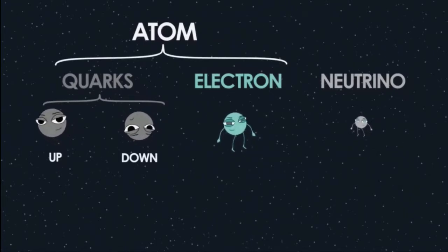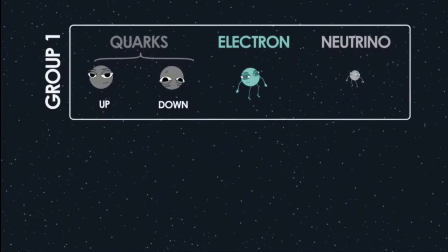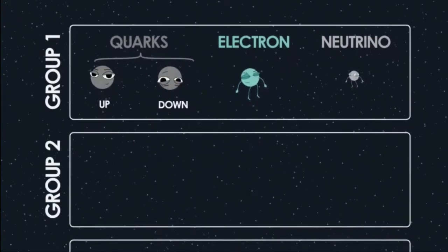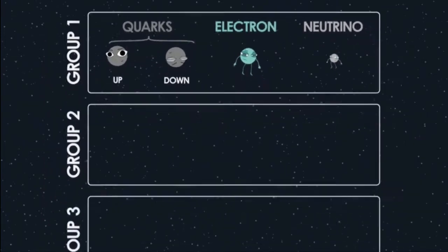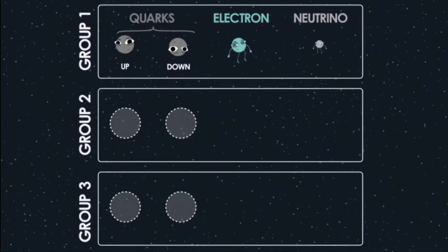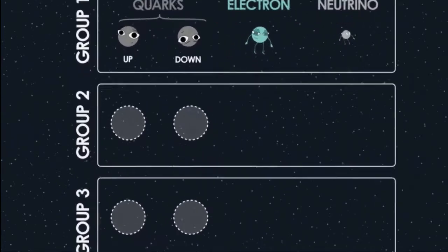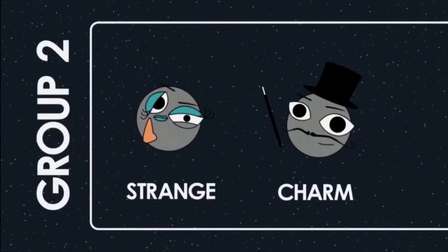There's actually two more groups of four particles like that, which is just like our group of four particles, except sort of heavier. They have more mass. So there's actually six quarks, not two. There's the up and down quark, and those sort of form a pair. And then there's another pair, the strange and charm quark.